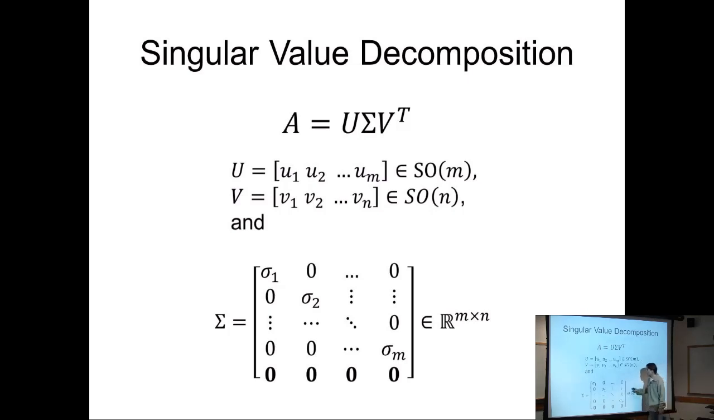The only difference is this sigma matrix is now going to be diagonal all the way to the rightmost column, and then we have the additional rows to fill out the matrix, so it's the same size as the original A matrix.